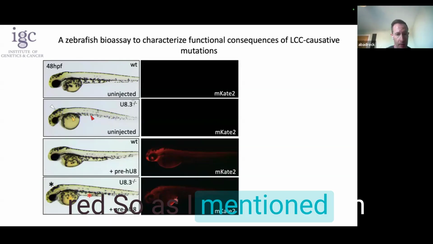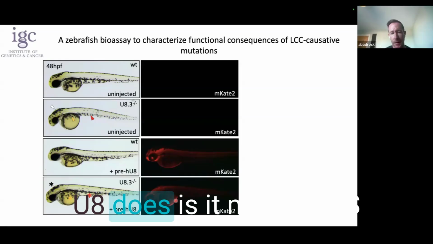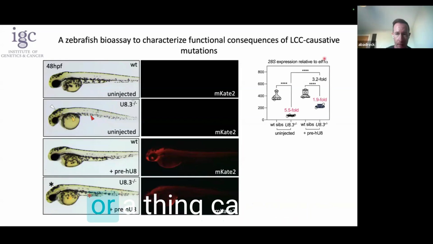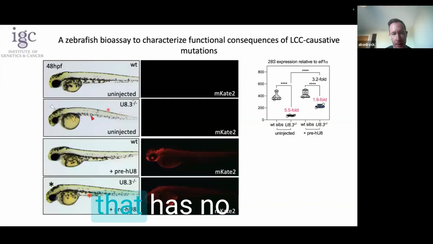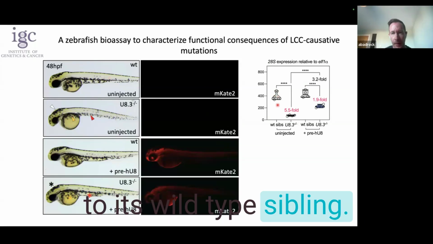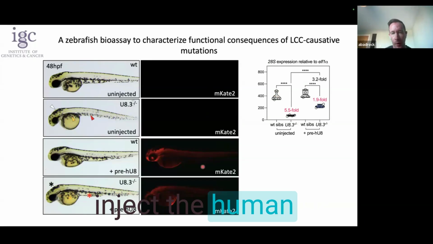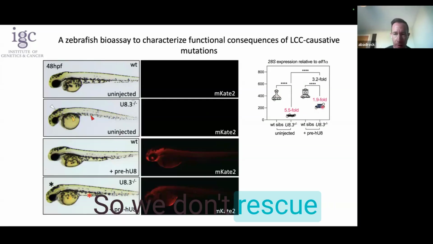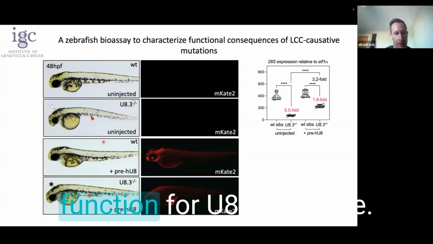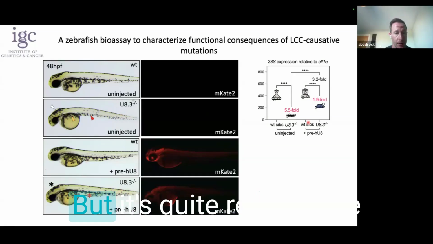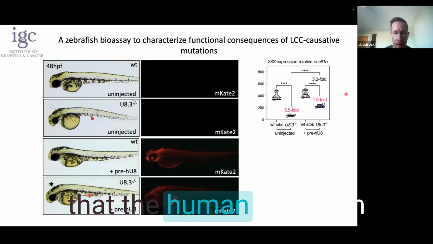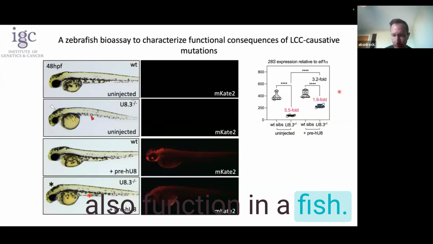So as I mentioned on the previous slide, what U8 does is it makes 28S. We can see in this little zebrafish embryo that has no U8-3 function, there's much less 28S compared to its wild type sibling. But then when we inject the human U8, we can rescue this. We don't rescue it completely. So we have no function for U8-3 here, and some function for U8-3 here. But it's quite remarkable that the human gene can also function in a fish.